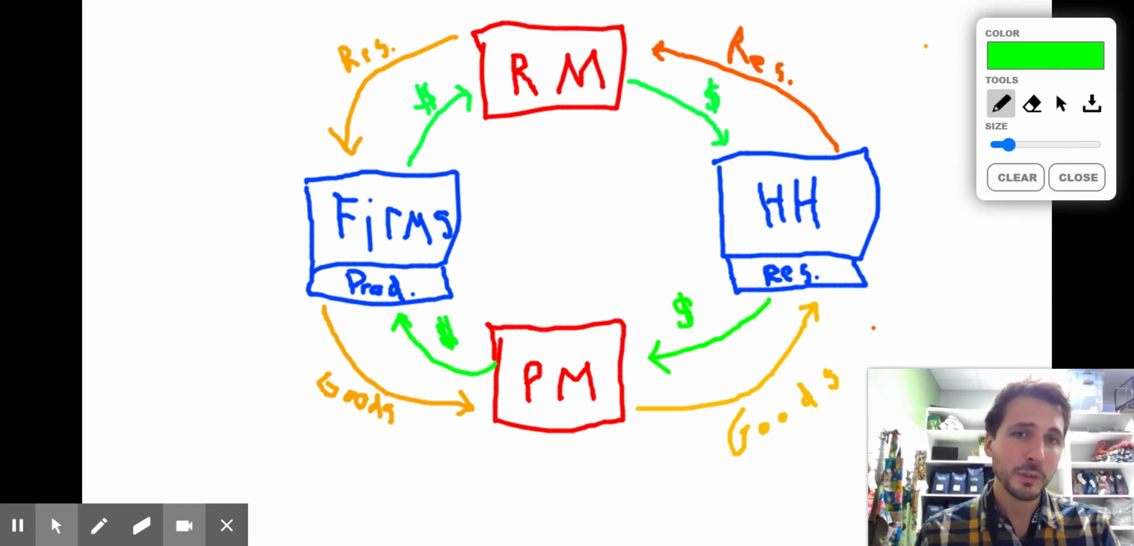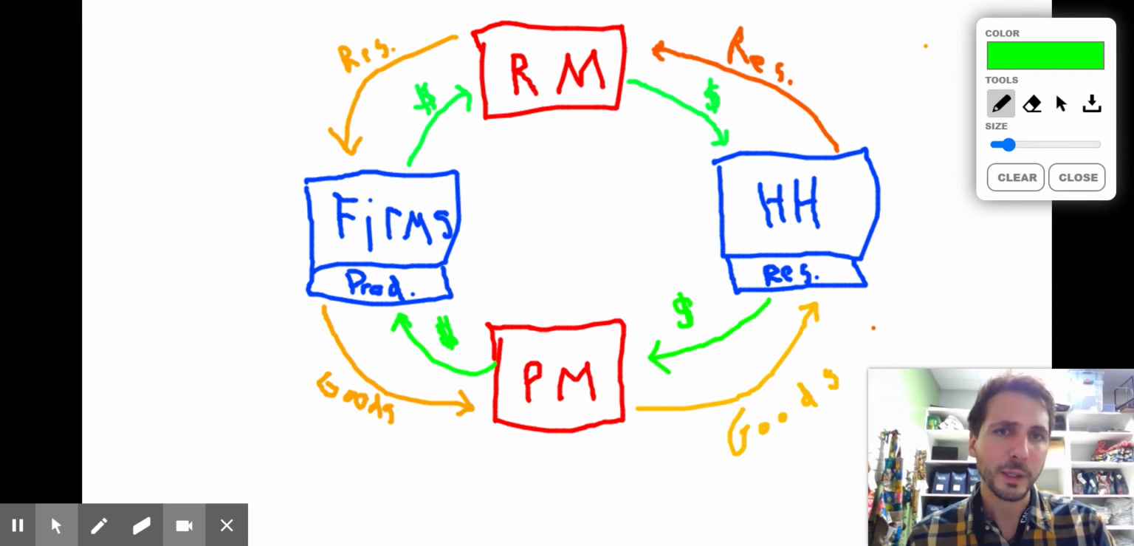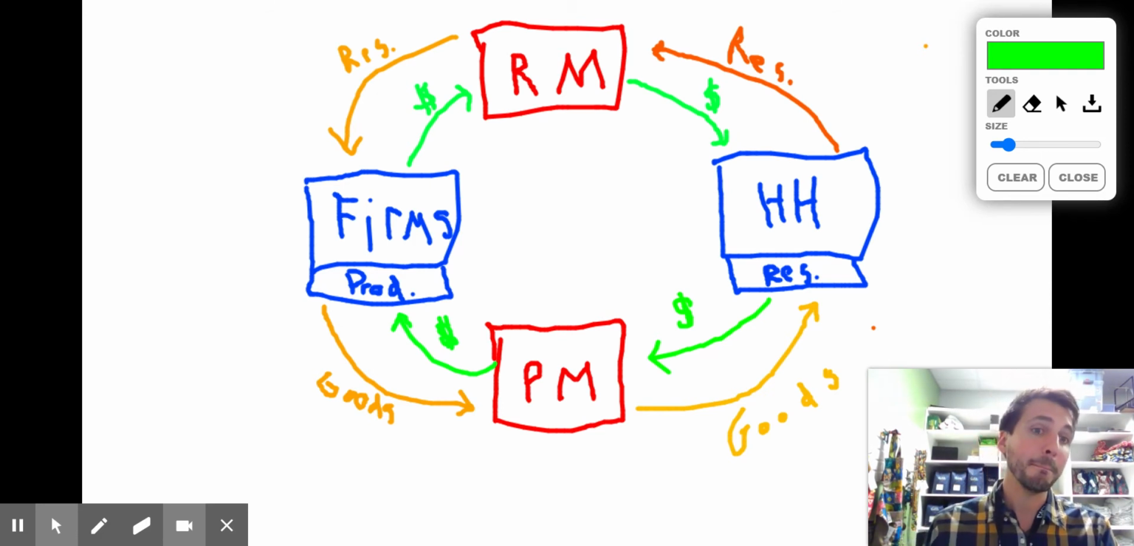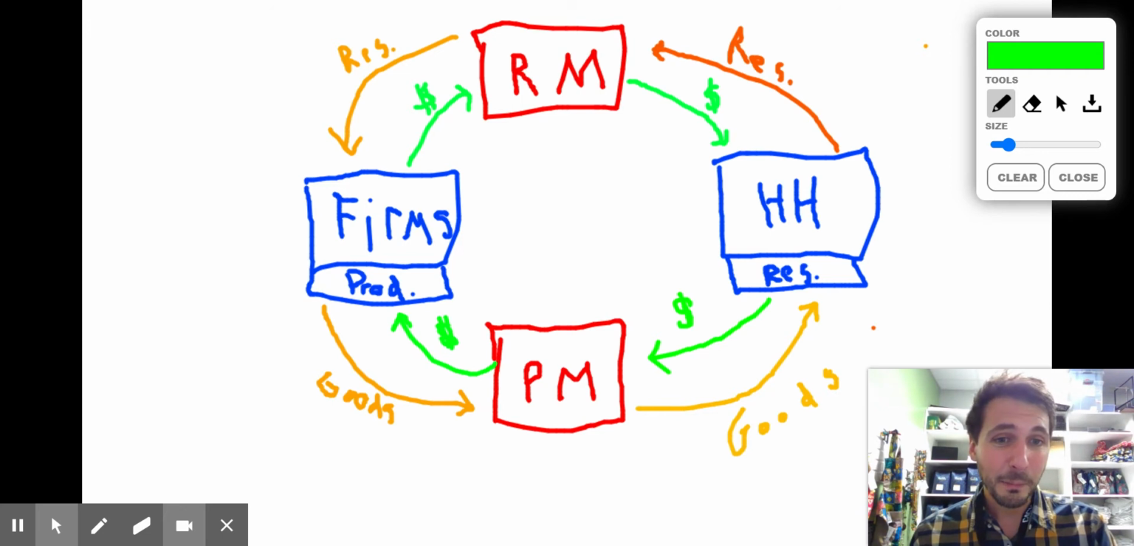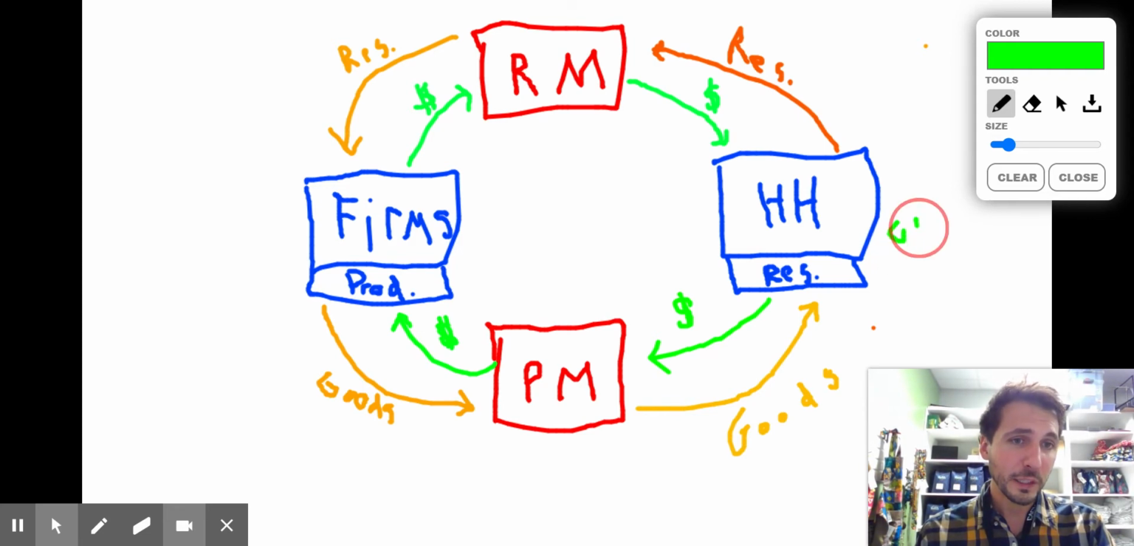So let's take it from the resource market. Households take resources to the resource market. They get money in return. When they get that money, they then go to the product market with that money and they get goods and services in return, maximizing their utility. So they use the sale of resources to get the money needed to maximize their utility, better solving the problem of scarcity.